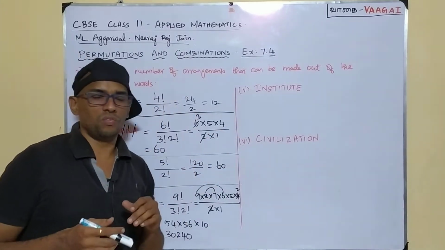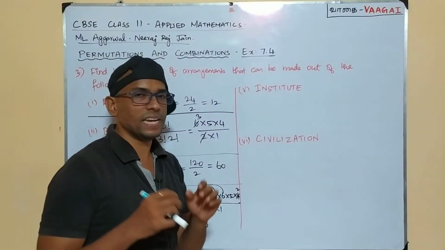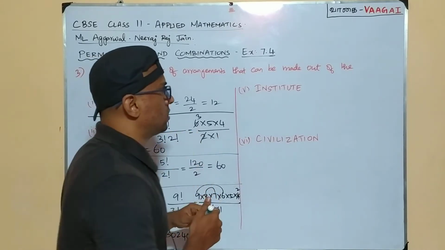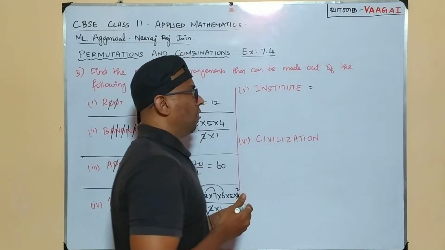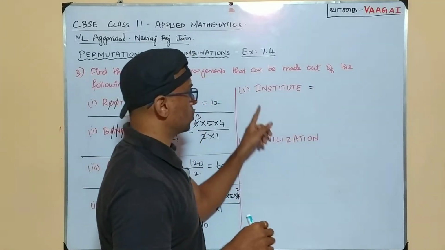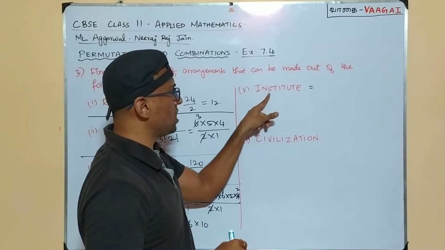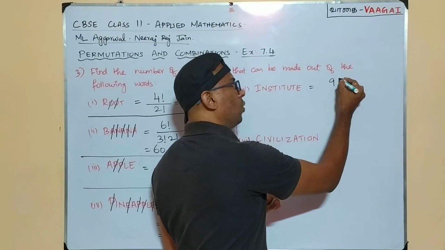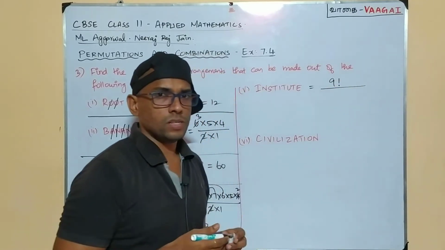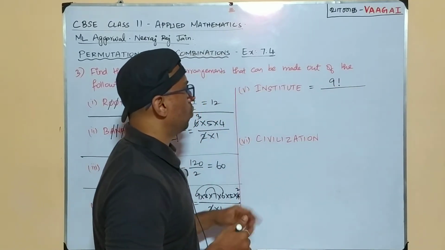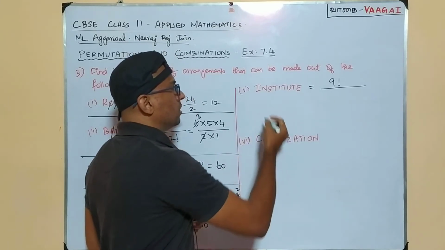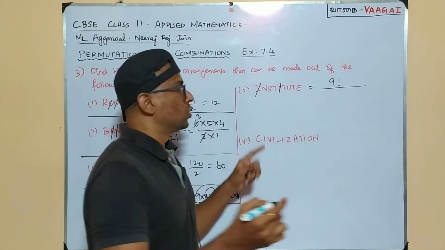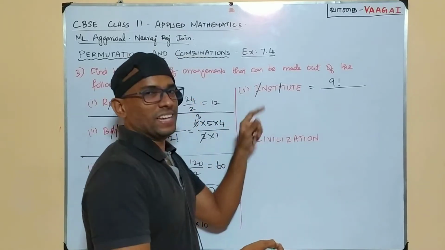And coming to the fifth subdivision here, we have the word institute given, right? So as usual, we'll see the total number of letters here. So if you see that, we have 1, 2, 3, 4, 5, 6, 7, 8, 9. Again, there are 9 letters. So 9 factorial. Now that has to be divided by the repeated letters. This I is actually repeated, right? There are 2 I's here.